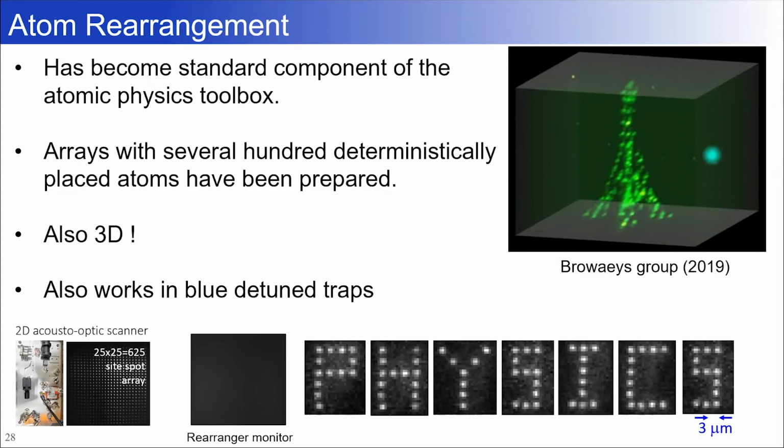This is my favorite example, where the Browaeys group made an Eiffel Tower with atoms, which is really cool. Most people are using red traps. My group's mostly been using blue traps. Here's an example from Madison showing that you can also do this with blue traps. And here you can see on our monitor screen what the movable tweezer is doing to move atoms around. So this has become pretty standard and works well.